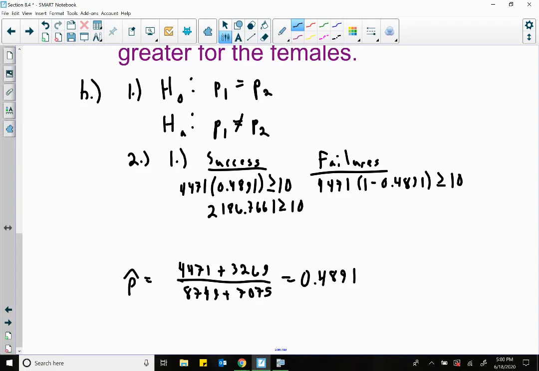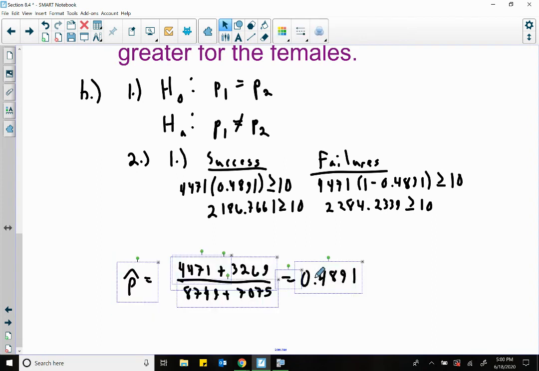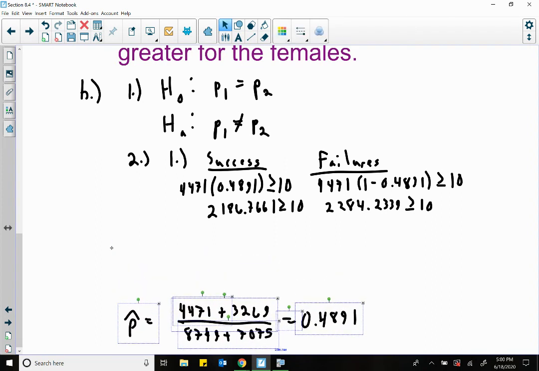And then 4,471 times 1 minus 0.4891 is 2,284.2339. So that's definitely greater than 10. So far, so good. So we've checked population P1.